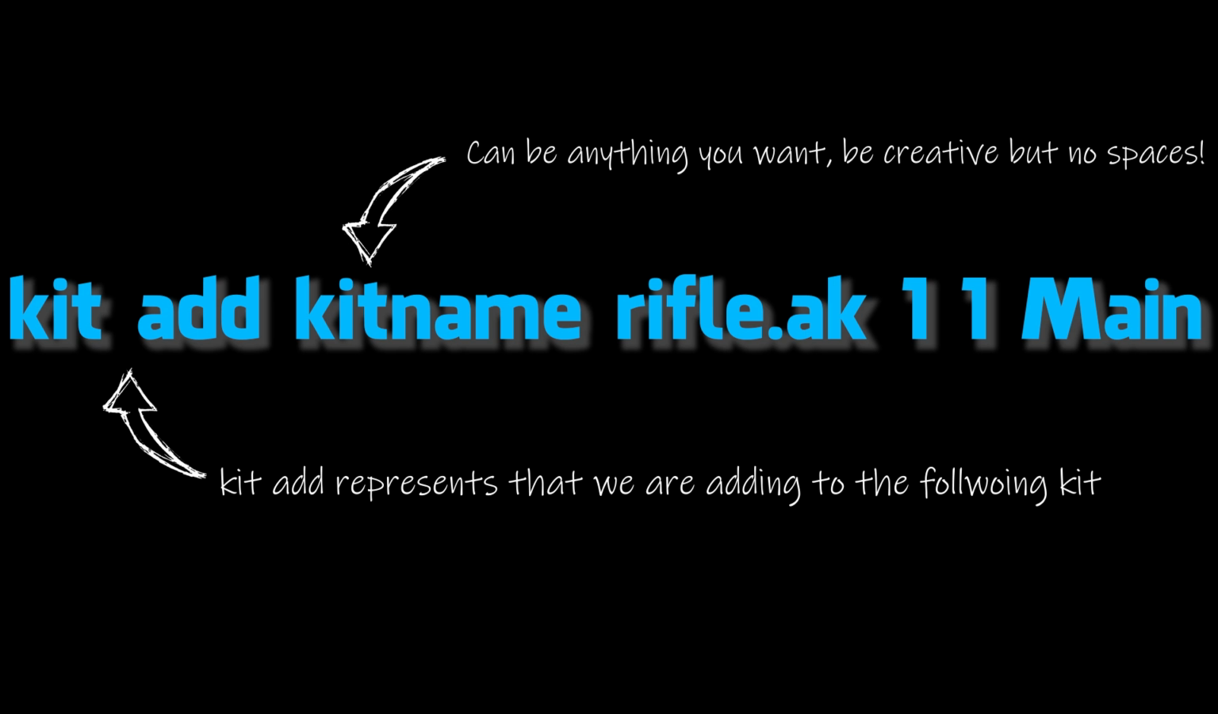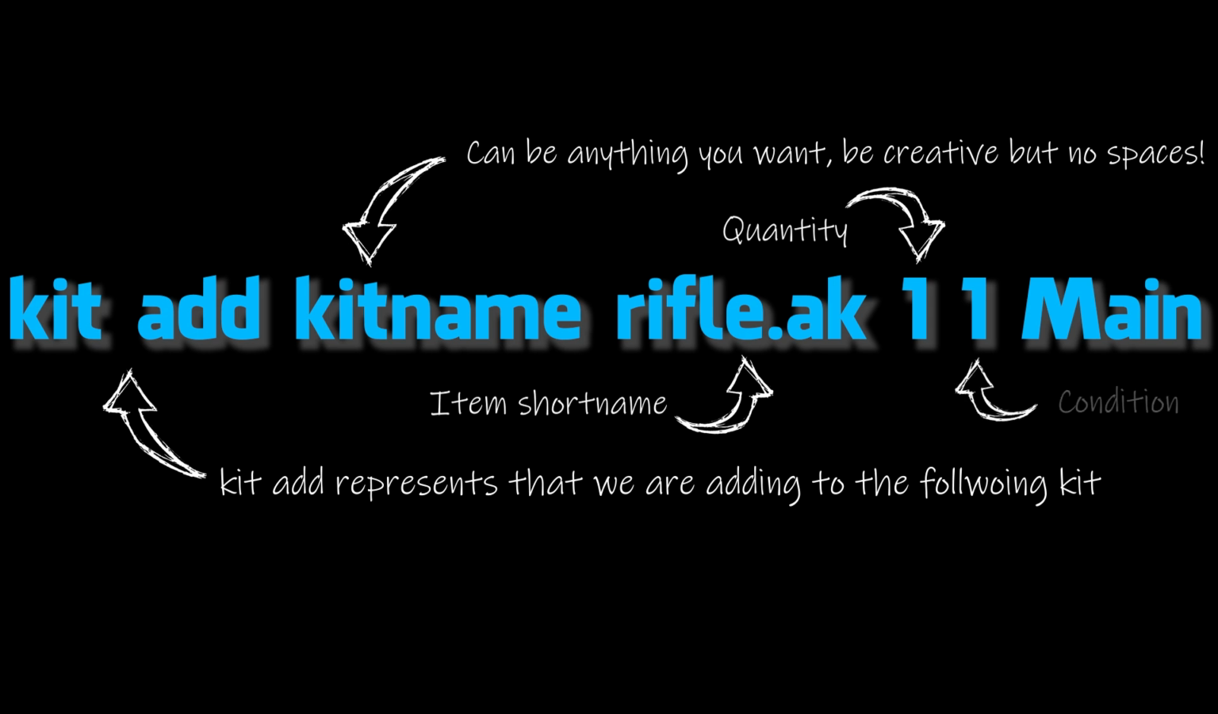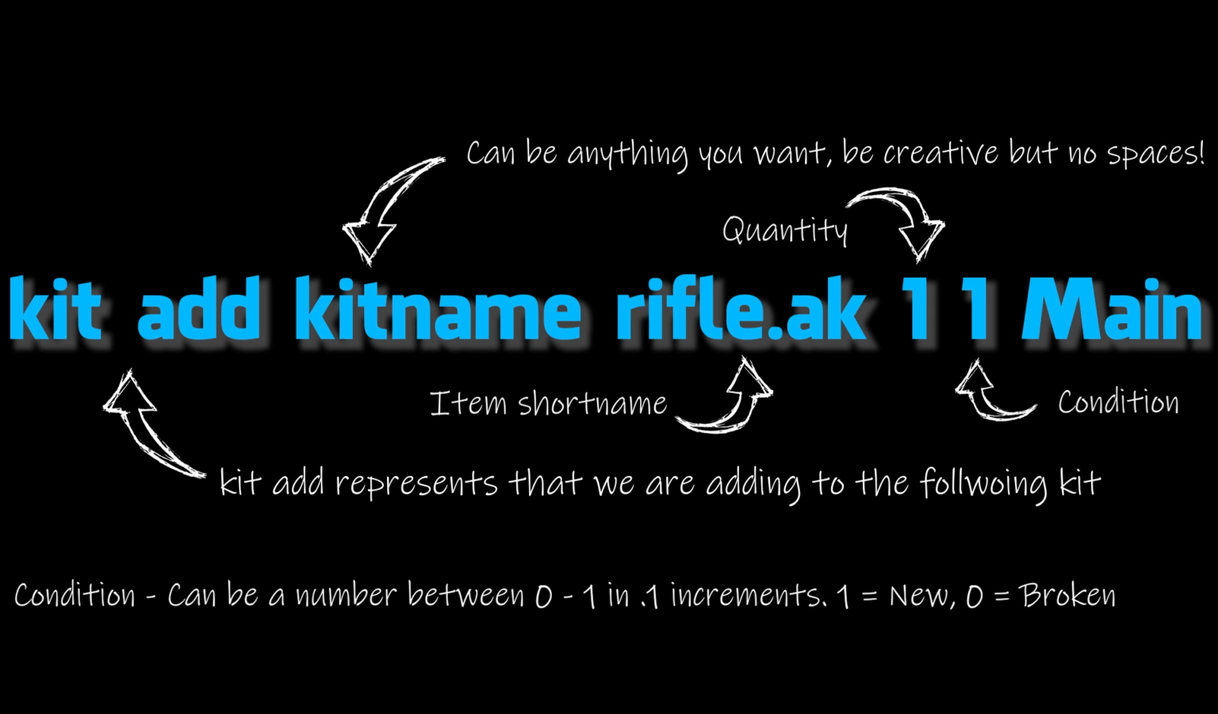The following word will be our item short name ID. There are plenty of available sources out there to get this information. For the AK, the item short name is rifle.ak, so here we will place that. The first number is quantity. How many do you want this kit to contain? So if you entered 2 here, you can expect when receiving this kit that we will end up with 2 AKs. The second number is condition. 0 represents broken and 1 represents new. We are allowed to use numbers here to 1 decimal place, so 0.5 would represent half health.